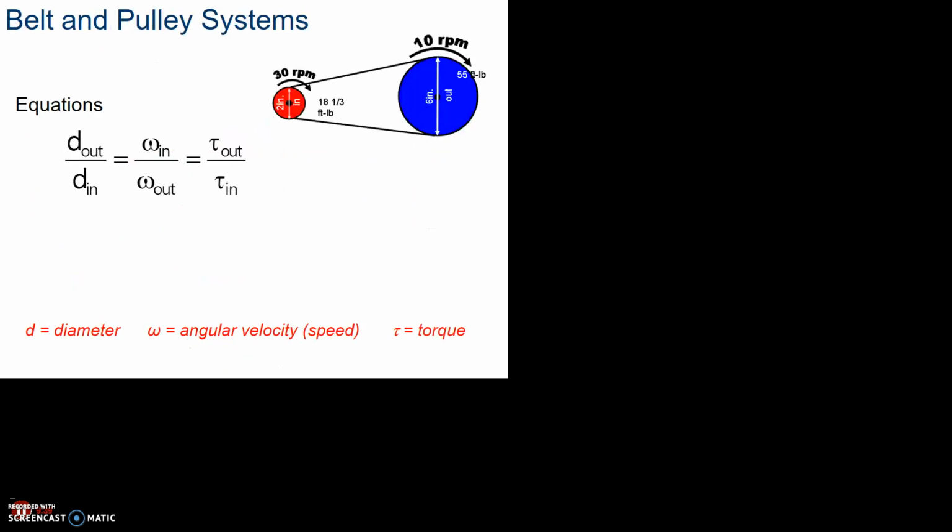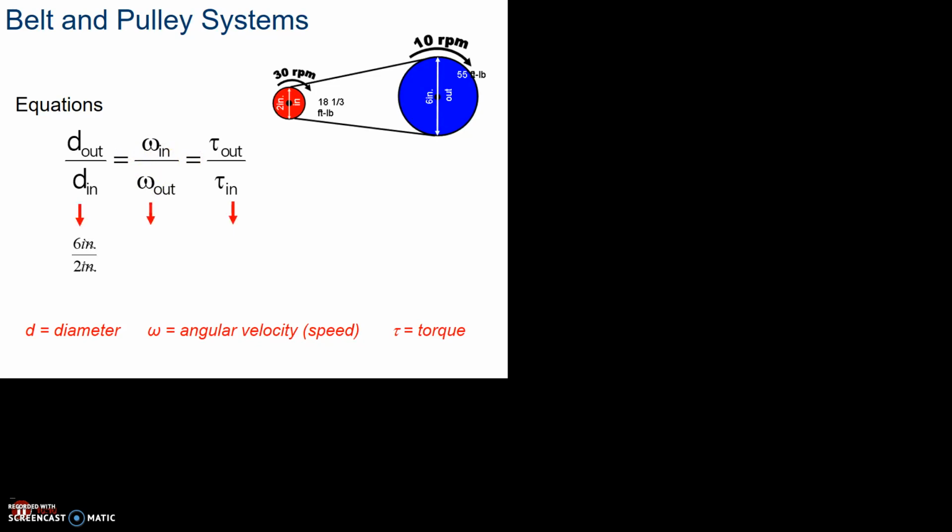Now we're going to move on to belts and pulleys. Belts and pulleys are the exact same math. The only thing is belts and pulleys don't have teeth, so you can't use the teeth. But everything else is the same. The ratio would just be the same equations: diameter out over diameter in, omega out and torque out over torque in. Notice that again, your omegas are flipped.